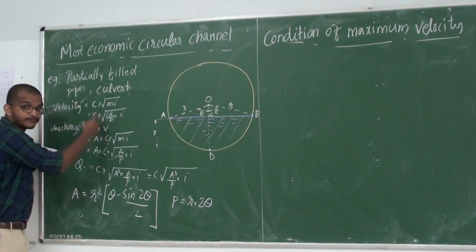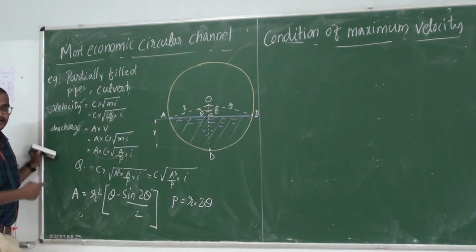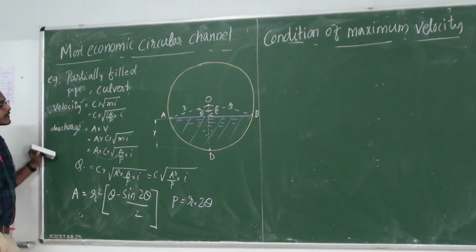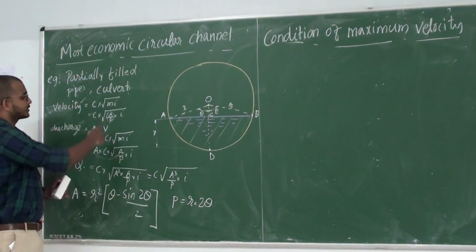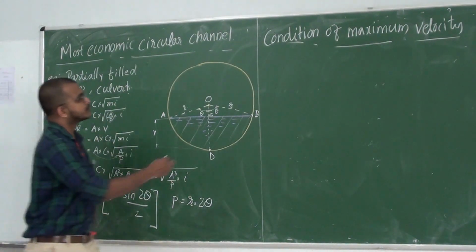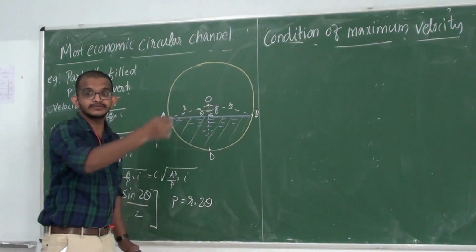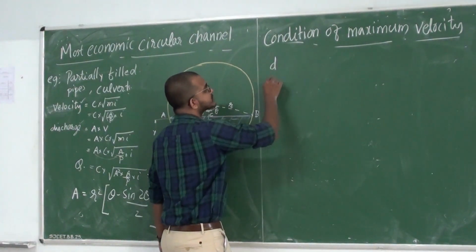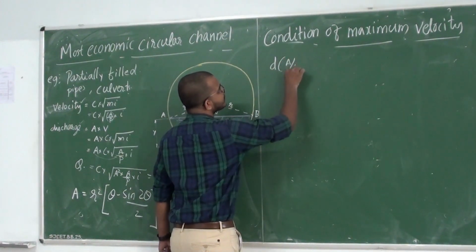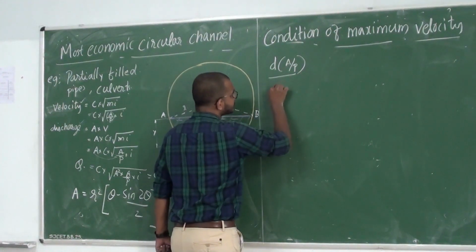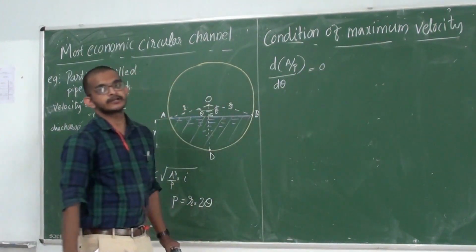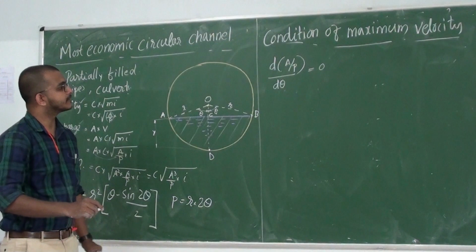Both A and P are functions of theta, and both area and perimeter P change when theta changes. So we have to find the condition for maximum velocity. The velocity is maximum when A by P is maximum. Since theta is the variable, we have to differentiate area by perimeter with respect to theta and equate it to 0. So we can find the condition for maximum velocity: d(A by P) by d theta equal to 0.